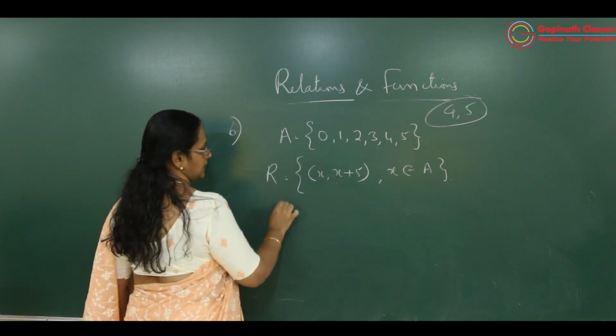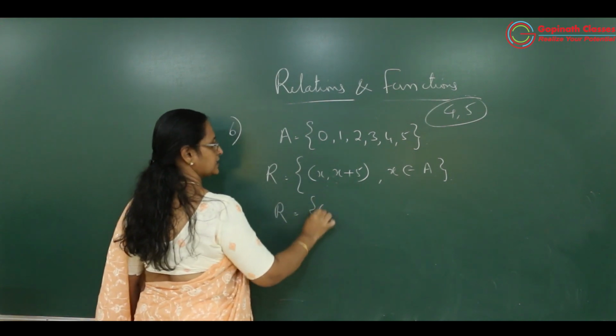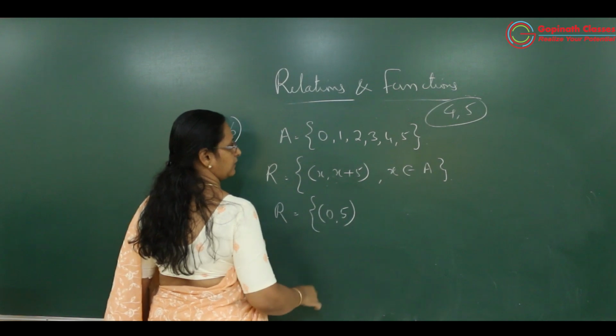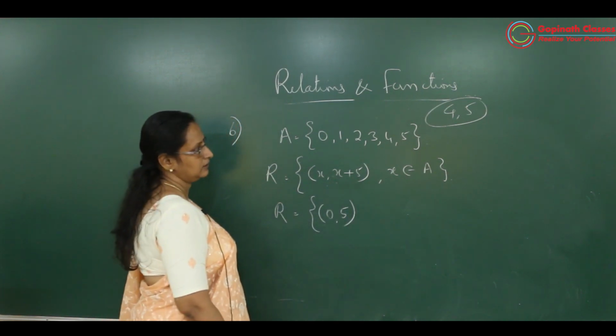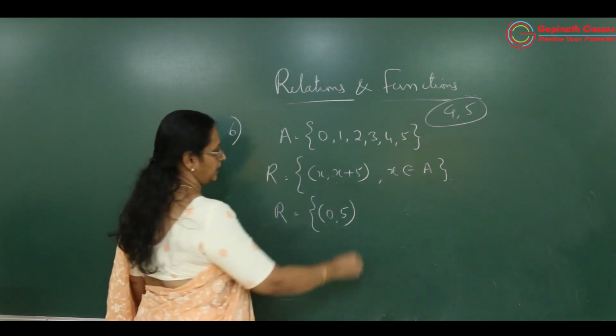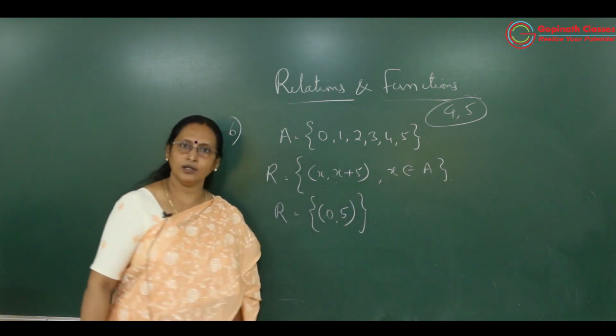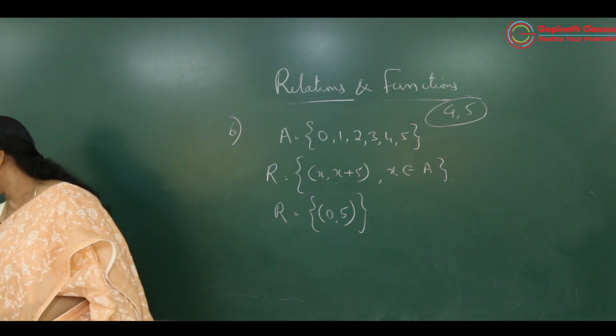So how will the relation come? Tell me. First, if we are taking x as 0, 0 plus 5 will be 5. Then if we are taking 1, 1 plus 5 will be 6. That is not there. So the relation contains only one element, that is (0, 5).